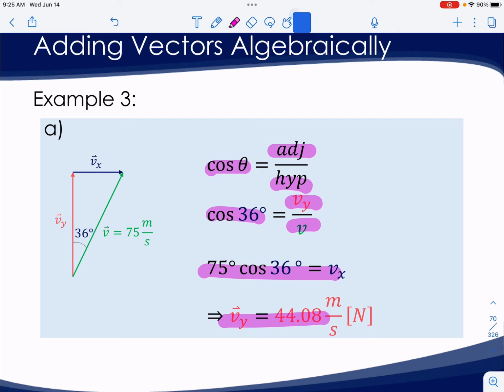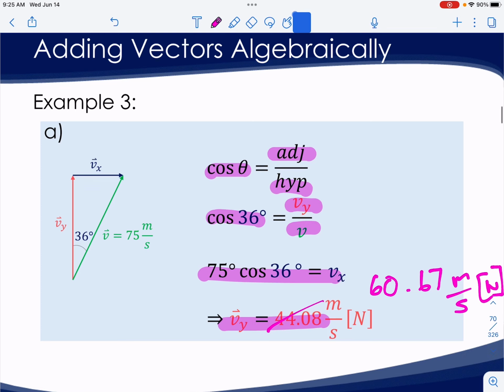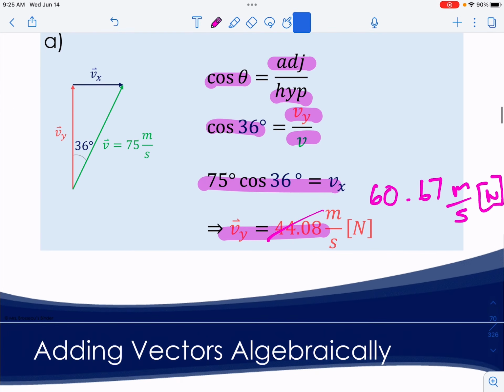So if you do cosine 36 times 75, okay, yeah, the math on this one was wrong. This is actually supposed to be 60.67 meters per second north. Okay, and I'll double check the math on the other one since there was obviously a mistake on this. But the other one, this one is correct, but the Vy should be 60.67.